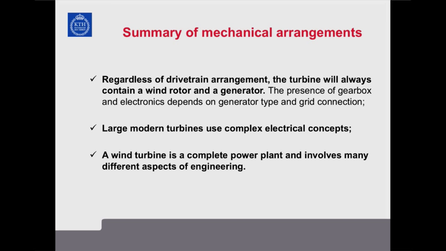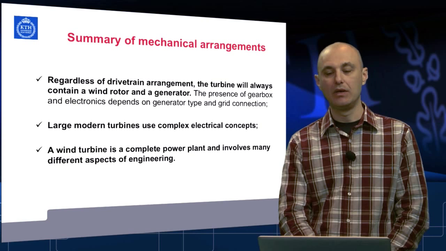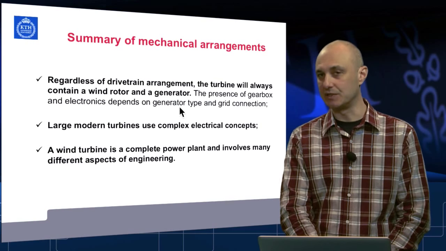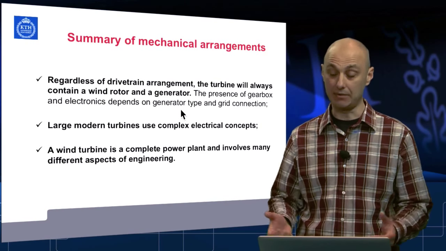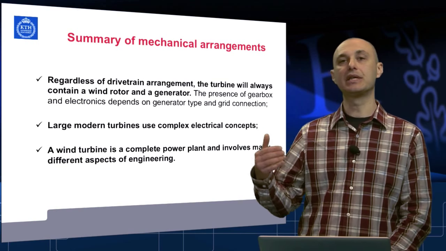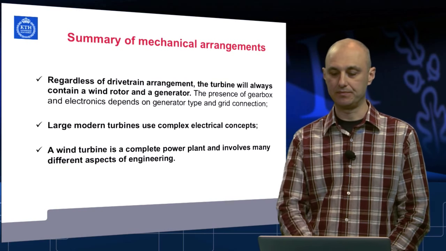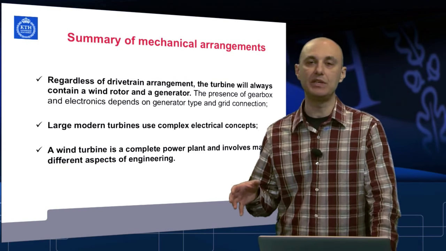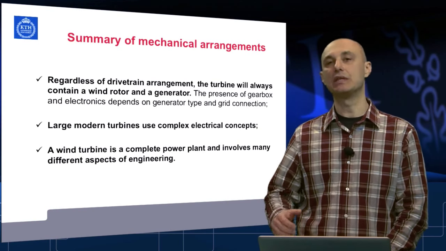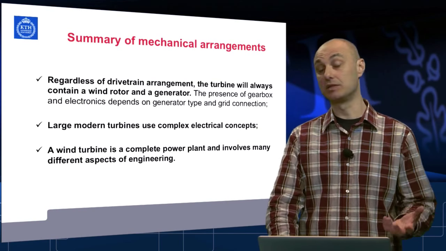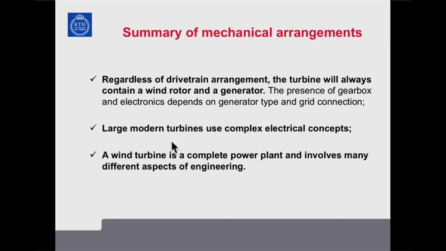Quick summary. Regardless of the drivetrain, the turbine will always contain the main components. There should be blades and a wind rotor as a first step of converting kinetic energy of wind into mechanical rotation. And there has to be a generator if you want to produce electricity. That would be the electrical generator of any type. Whether there is a gearbox in between depends on the choice, the size of rotor and generator, of course. How the grid connection is achieved again depends on the choices in electrical components and on how the turbine is supposed to perform.